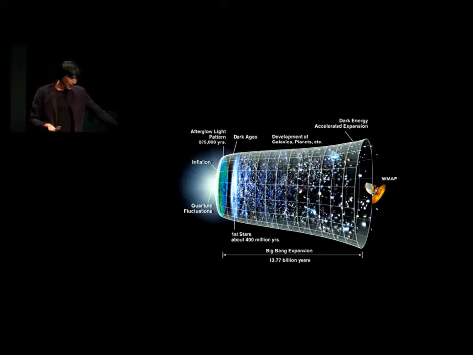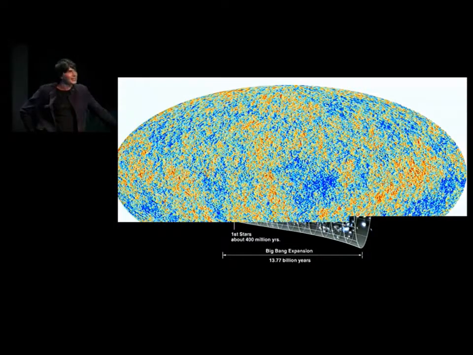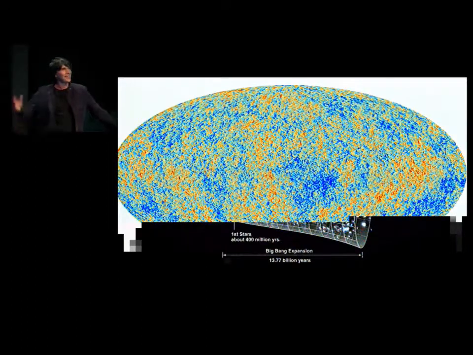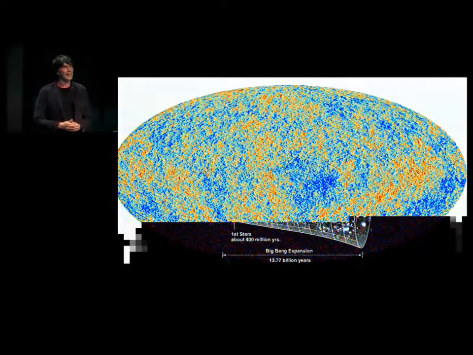Well, we can go back, in fact, observationally. And you see there, if you look at this picture again, there's something which says afterglow light pattern, 375,000 years after the Big Bang. That's the cosmic microwave background radiation. And what is that, and what does it look like? Well, this is what it looks like, first of all. This is a picture of the sky. So it's the celestial sphere, if you like. So it's the sphere surrounding the Earth. And it's a picture of that light that was released 380,000 years after the Big Bang.